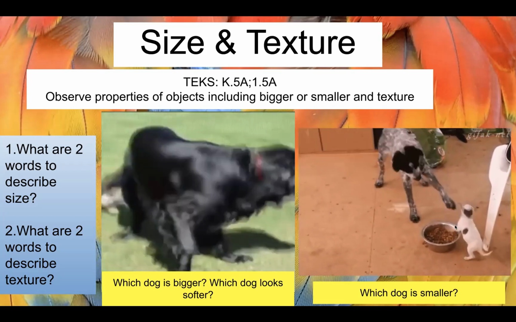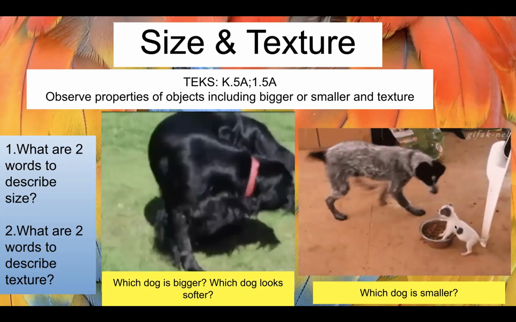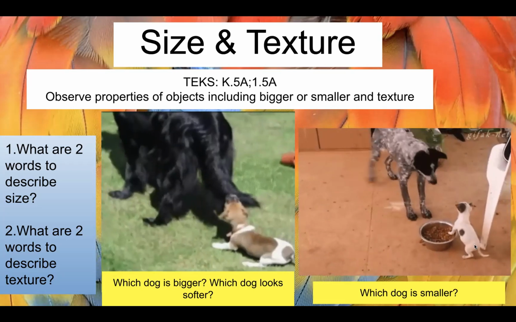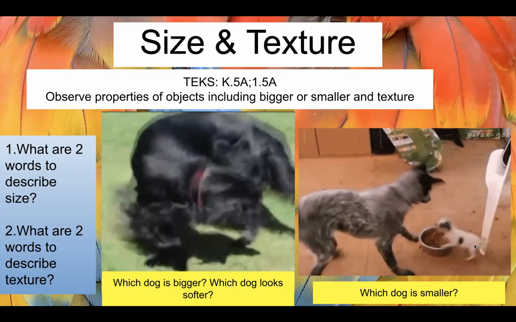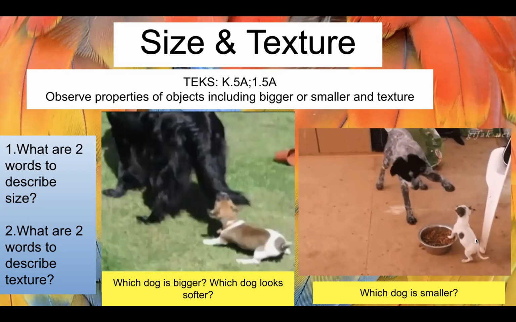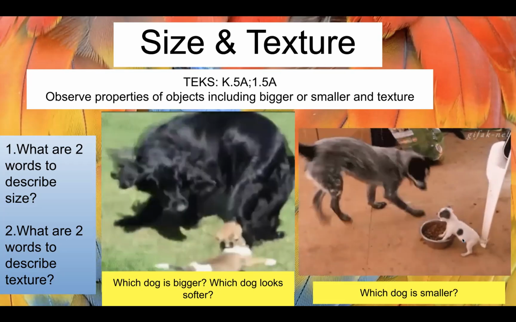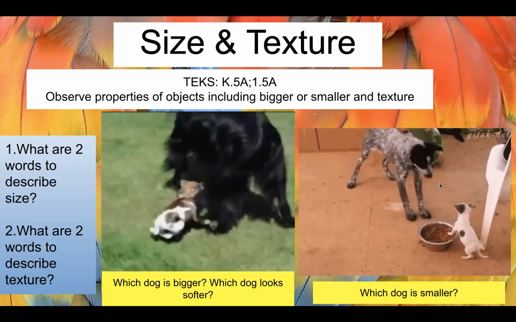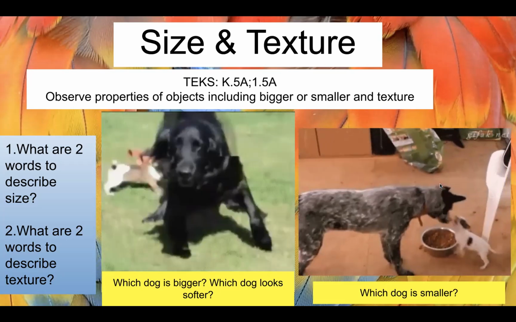And then in this other little video, listen to the question, which dog is smaller? Is it the gray dog or the white dog? So which dog is smaller? And hopefully you guys said that the smaller dog is this cute little white dog that's trying to defend his food. And then the bigger dog would be the gray dog who's giving that little dog a little boop on the head. So that's size.